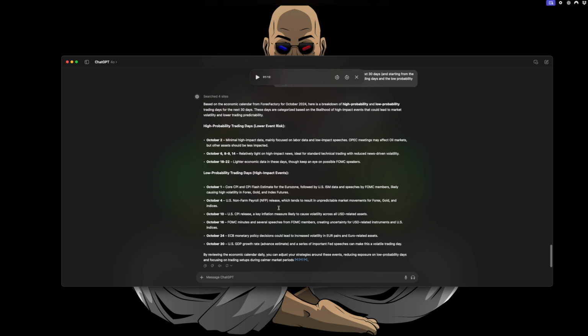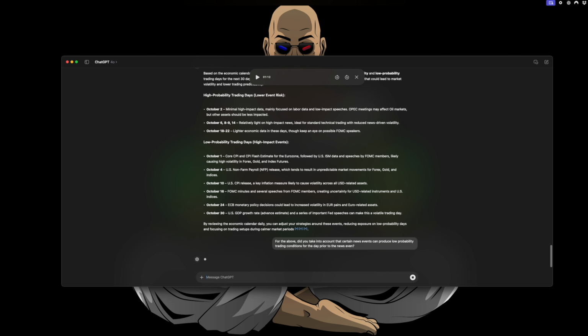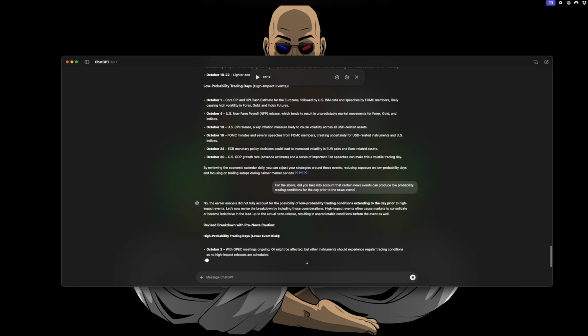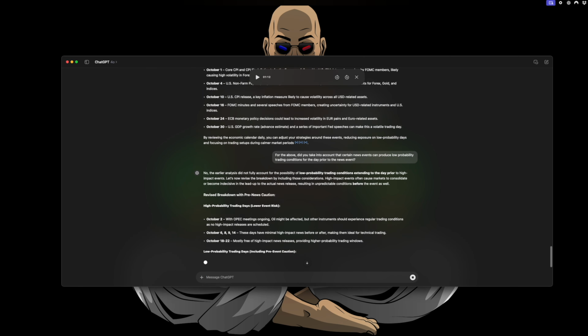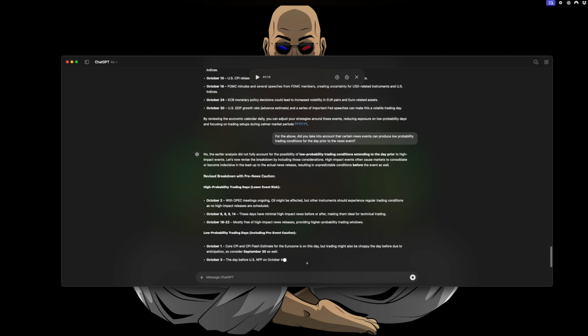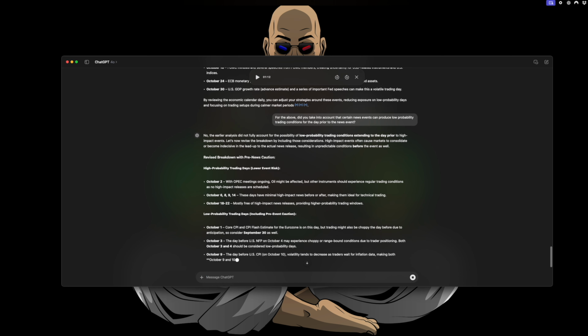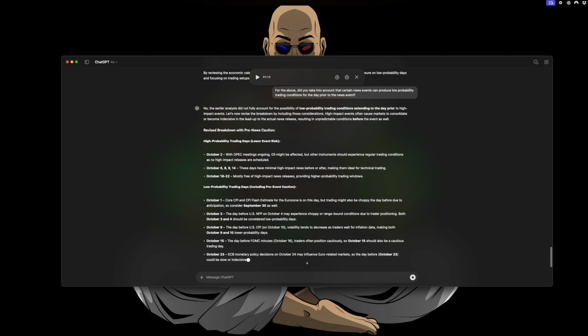So let's just confirm. Okay, so for the above, did you take into account that certain news events can produce low probability trading conditions for the day prior to the news? Whoops, should say event. Okay, so no, the analysis did not fully take into account the possibility of low trading conditions prior to the event. Let's now revise the breakdown.